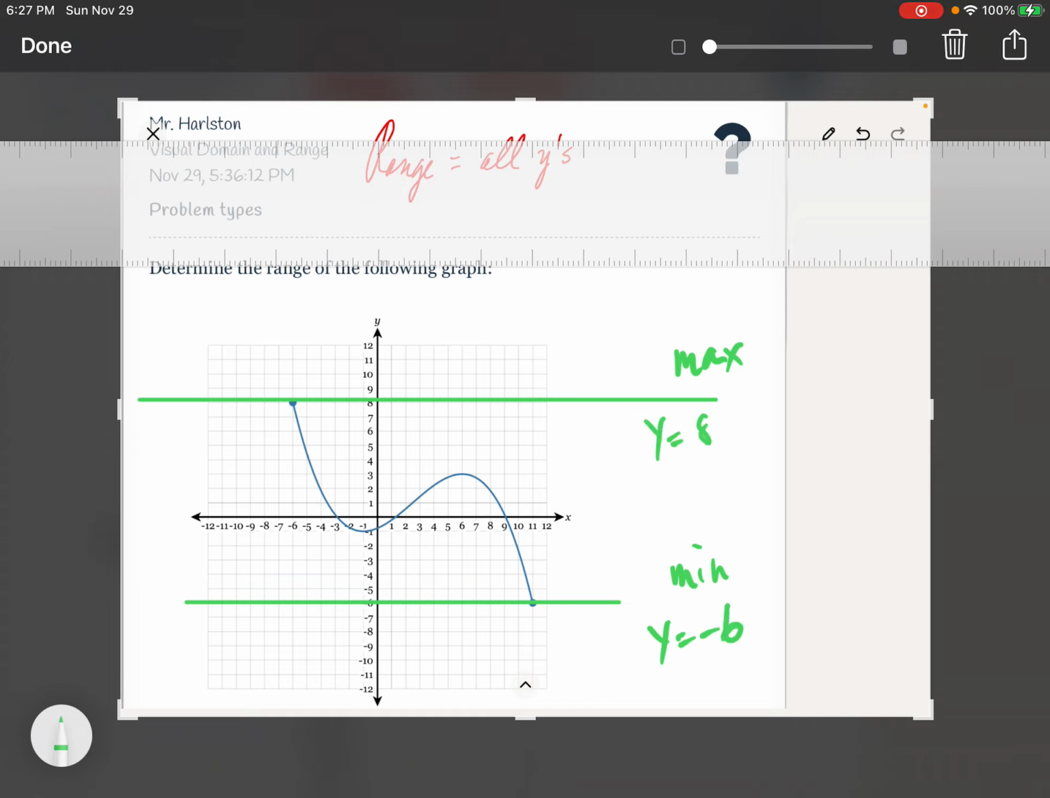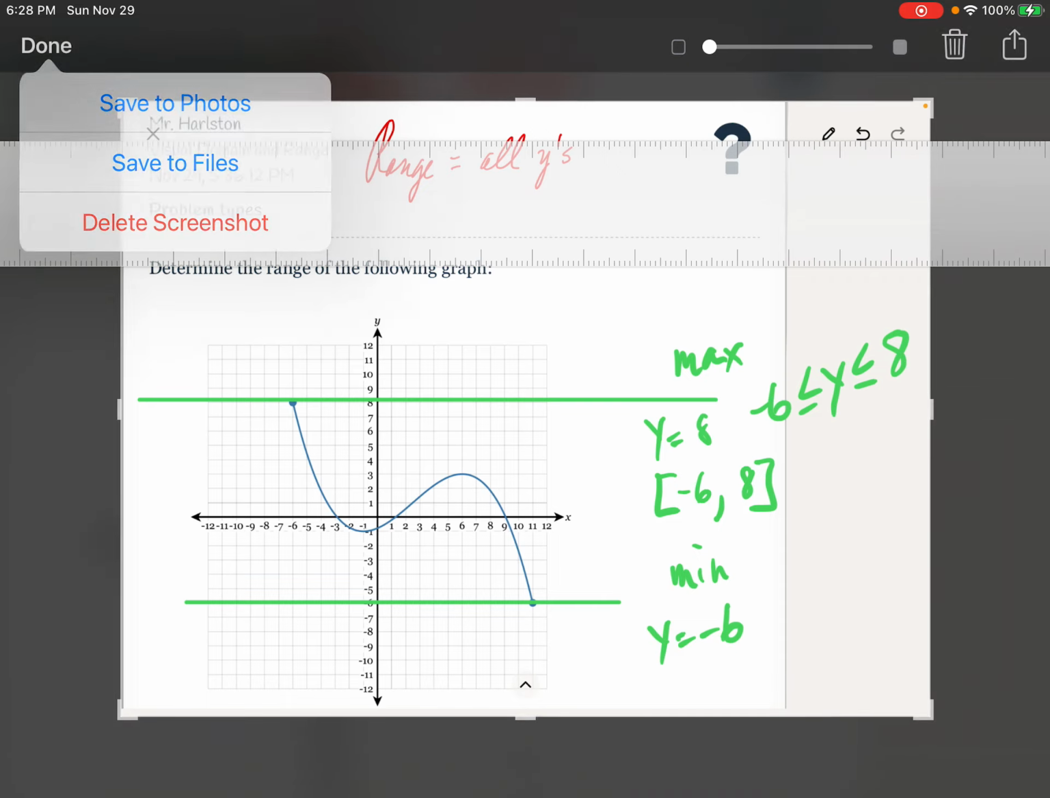If I were writing this in interval notation, since they're both closed circles, I would say negative 6 to positive 8, and both of them have brackets because there are closed circles on both ends of that graph. Now, if I were writing this as an inequality, I would say y must be greater than or equal to negative 6 and less than or equal to positive 8. That's it. Okay, let's keep going.